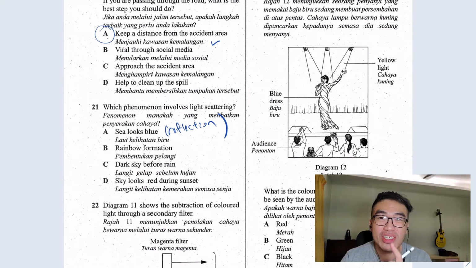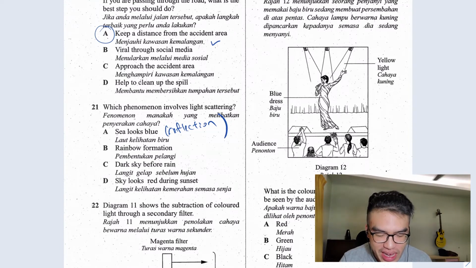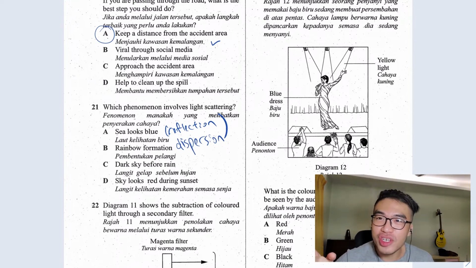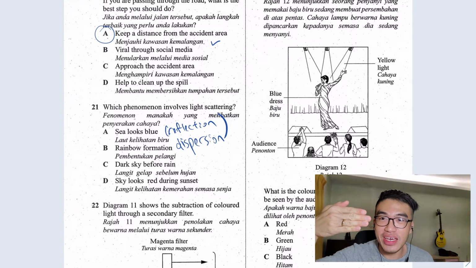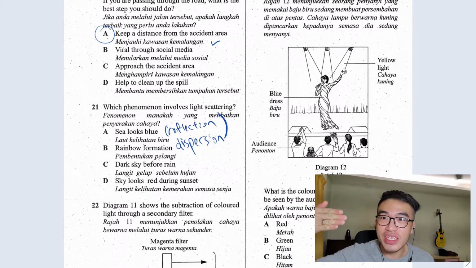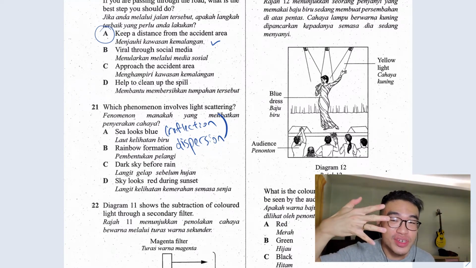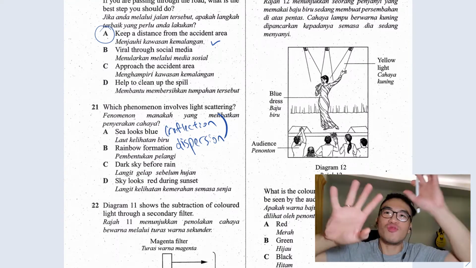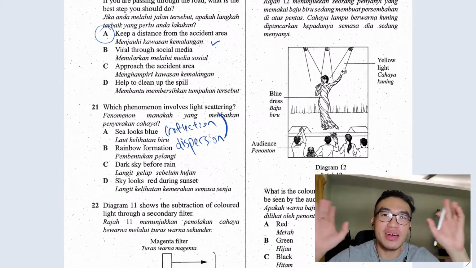Rainbow formation, this is not light scattering, this is light dispersion. Dispersion is when I split white color into 7 colors. Can you see they are very uniformly dispersed? But scattering is when they run everywhere, making something a color.